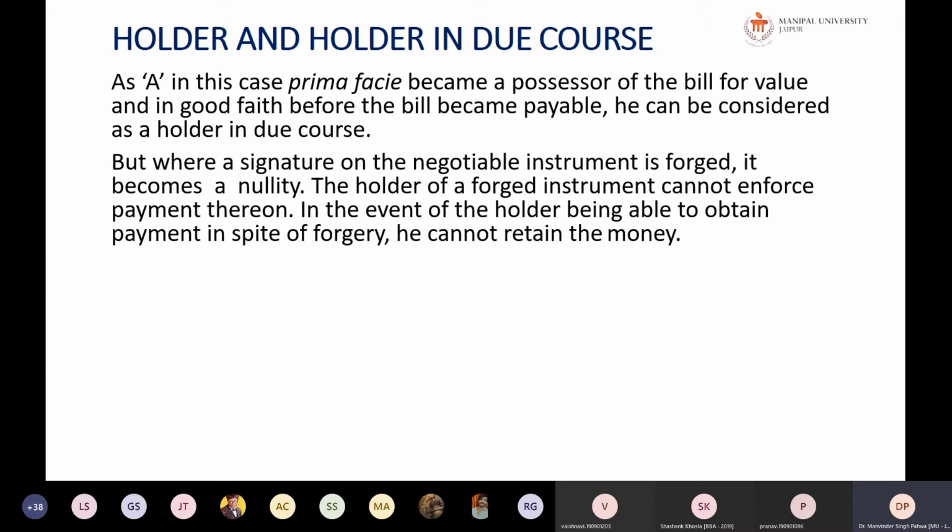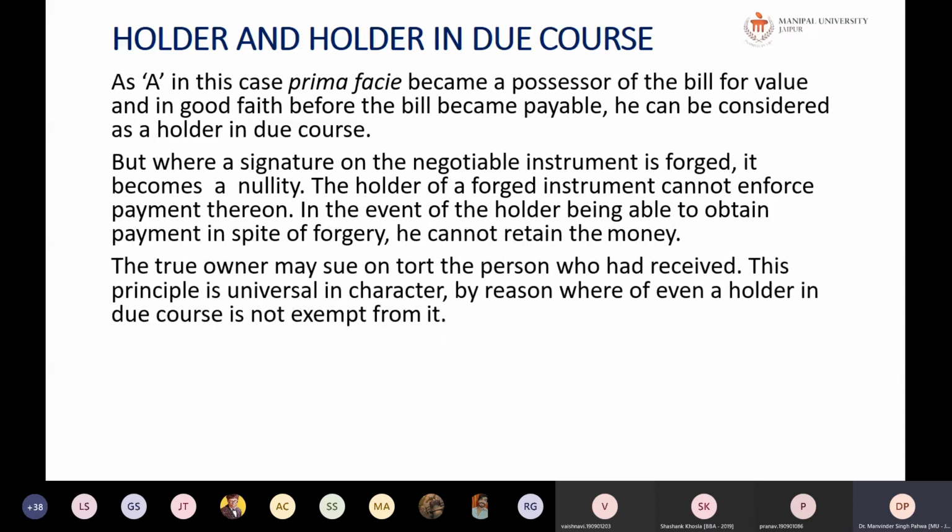Now what will happen? Because he has supplied the goods to A, he can file a suit against A for recovery of his goods or the money of the goods itself. Hope you understand this. The true owner may sue in tort the person who has received. Who is the true owner? X is the true owner. He will file a suit against this person A in order to recover the money, because of B's mistake A has got the money. At the same time, A has a right to file a suit against B to recover the money because he has actually forged it.